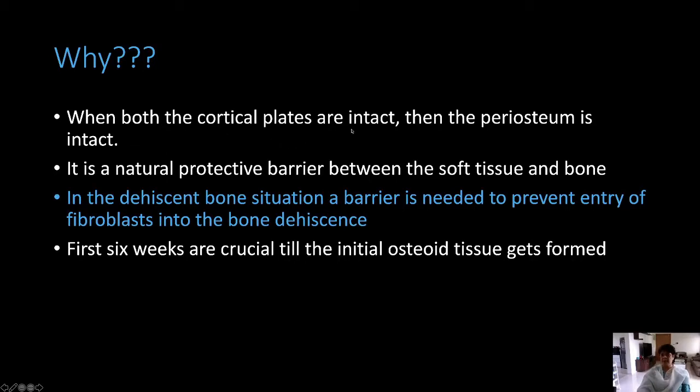When both the cortical plates are intact and the periosteum is also intact, you don't need any membrane, because periosteum is a natural protective barrier between soft tissue and bone. But unfortunately, this periosteum is so specific to bone that whenever there is bone present, periosteum is present, and whenever there is no bone present, the periosteum is absent, because periosteum is anatomically and physiologically bonded to the bone. If you create a dehiscence while extracting, the periosteum which originally was present in the soft tissue vanishes, because it has to attach on the bony surface.